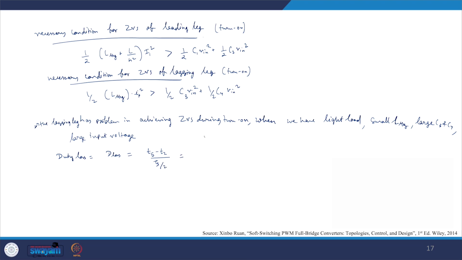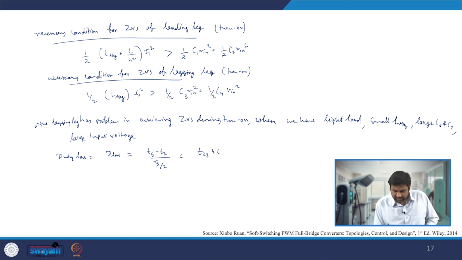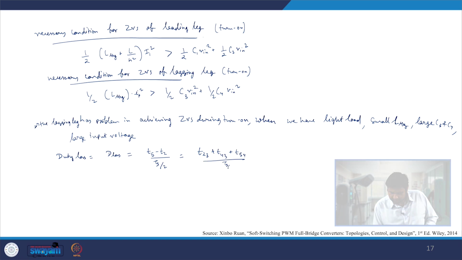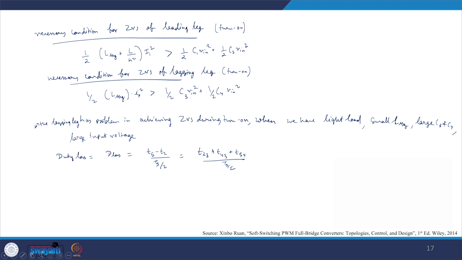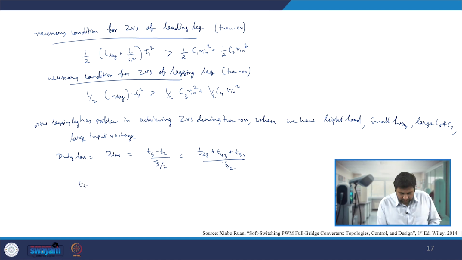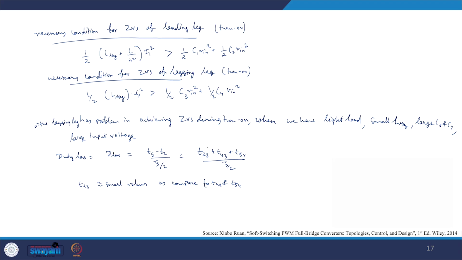Now, this we can just write as (T23 + T34 + T23 + T43 + T54) divided by Ts by 2 period, and this value we can put in here. We can take one more approximation that T23 is small as compared to T43 and T54. Why? Because during T23 we are doing the resonance between L leakage and C1 and C2.